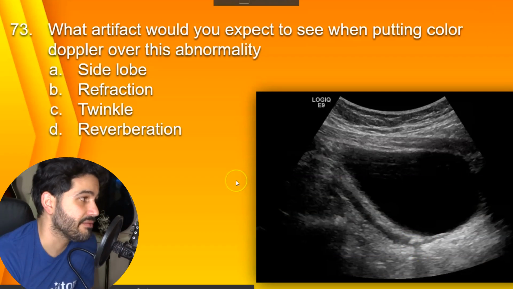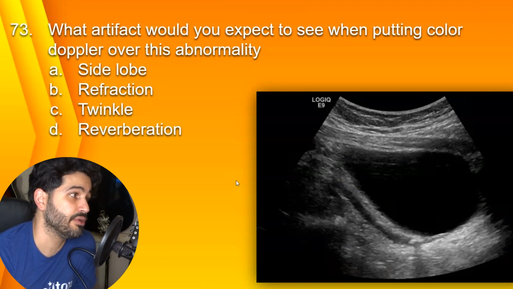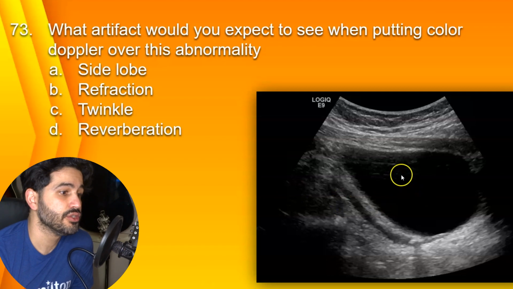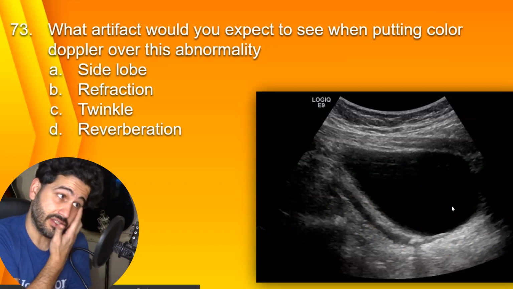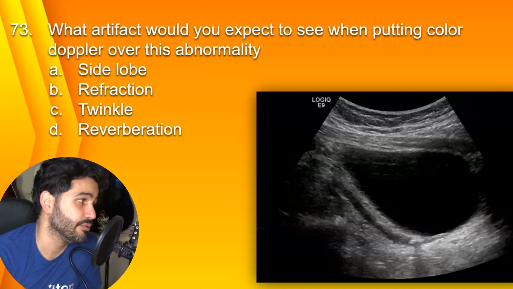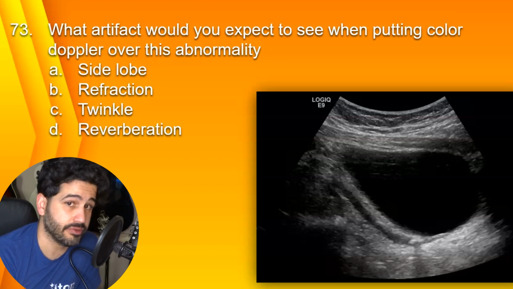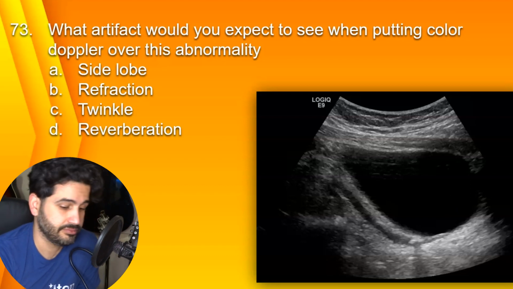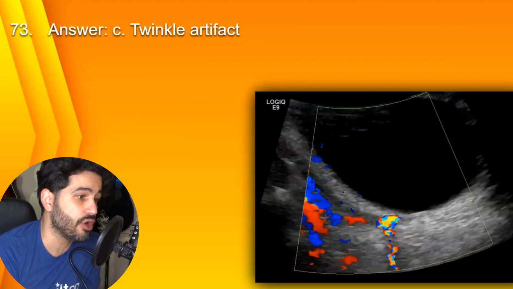All right, number 73. What artifact would you expect to see when putting color Doppler over this abnormality? So if you were to put color Doppler here, what's the artifact you'd expect to see? A, side lobe artifact. B, refraction. C, Twinkle artifact. Or D, reverberation. The answer is C, Twinkle artifact.